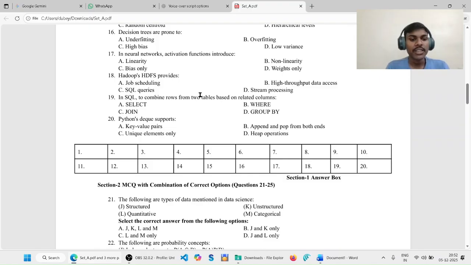Now coming to the final question of our section 1. Python deque supports key value pairs, append and pop from both ends, unique elements only, or heap operations. The correct option is option B, append and pop from both ends. What does deque stand for? Deque stands for doubly ended queue. It allows efficient insertion and removal from both front and back of the queue. This makes it ideal for implementing queues, stacks, and the sliding window algorithms, which we have studied earlier.